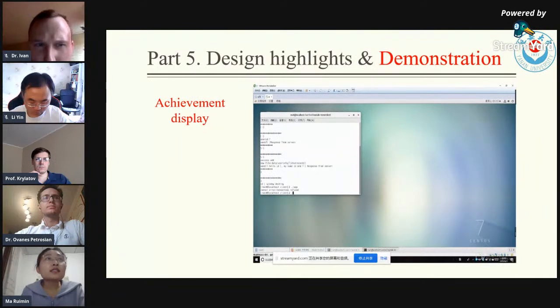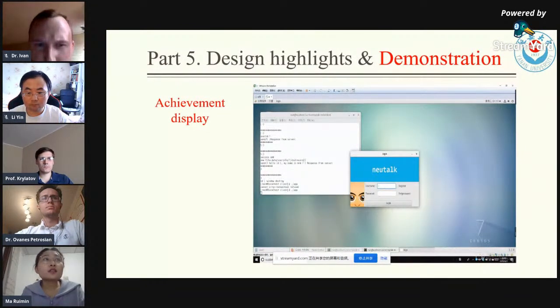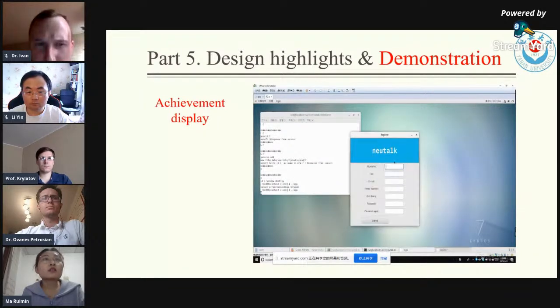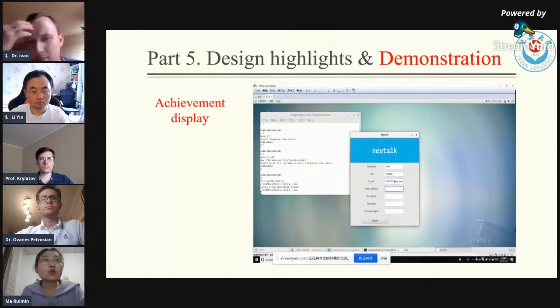Firstly, running the program and clicking the registration button to enter the registration interface. When the user inputs nickname, sex, email, phone number, real name, password, and confirms the password, the registration succeeds.